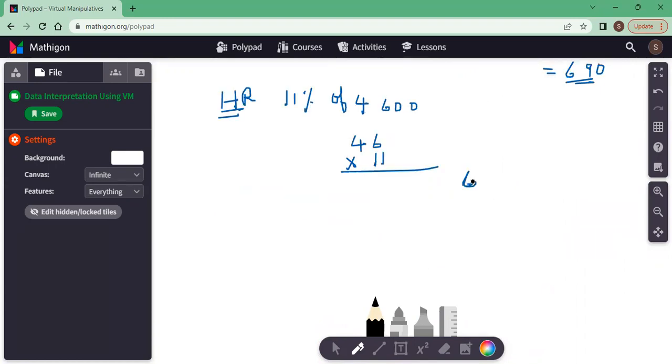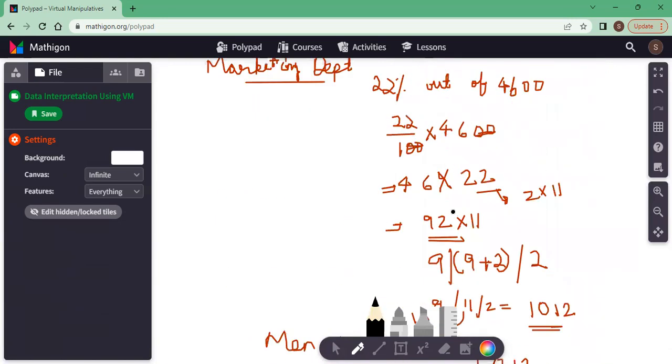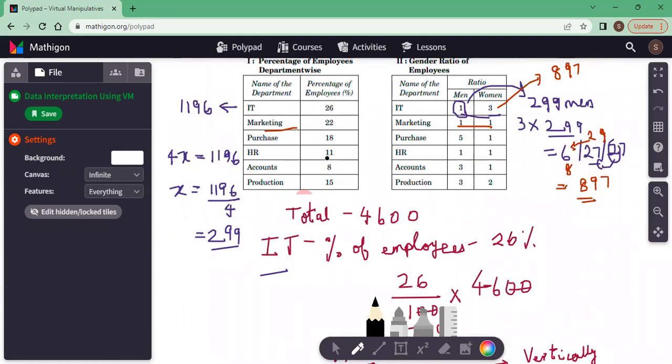6 here, 6 at this corner here, 4 at this corner here, and 4 plus 6 here. So 4, 11, and 6. Sorry, 4 plus 6 is 10. Again, this one is a carryover. So it is 506. The total number of employees working in the HR department out of 4,600 is 506.